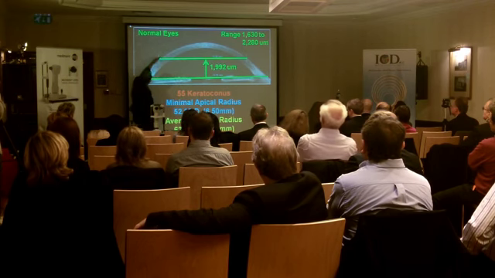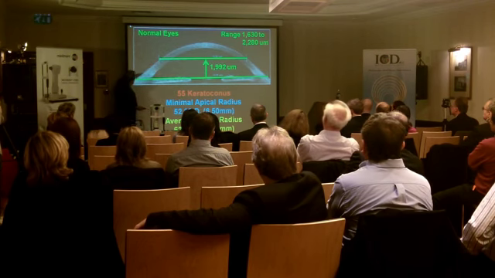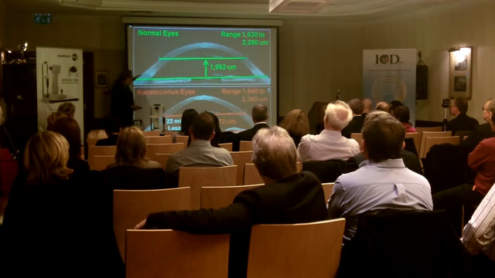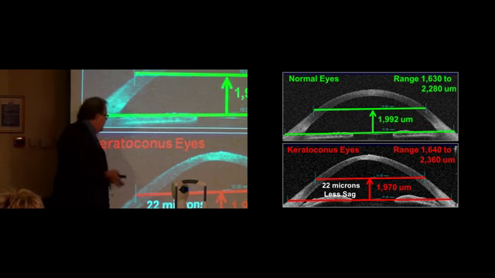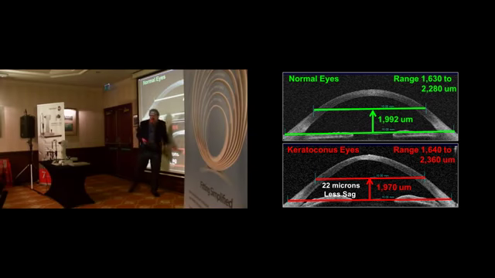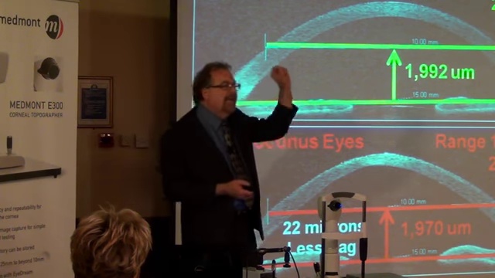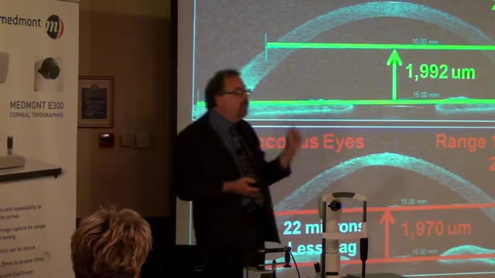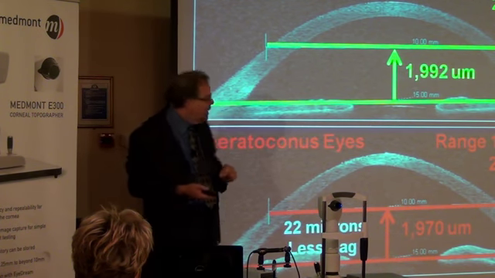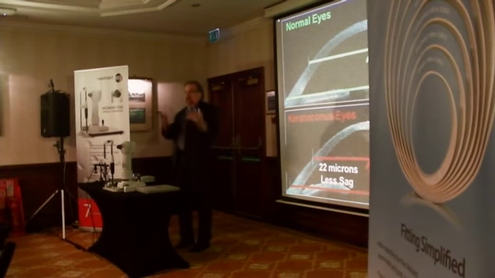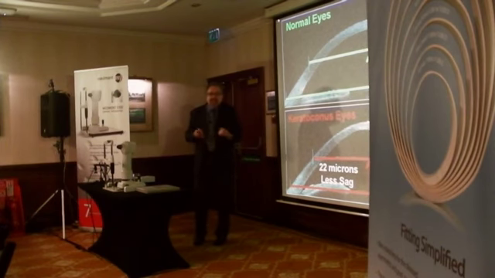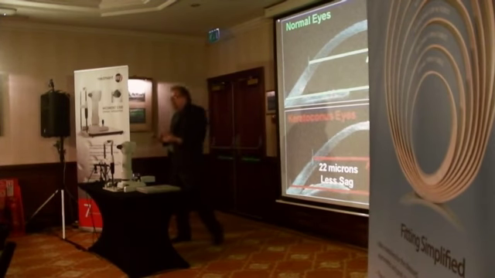Now, let's take our keratoconus population of 55 and measure the height of the eye from 10 millimeters to 15 millimeters. That's this area right out here. Here is our keratoconus population. They had a height of 1,970 microns, 22 microns less than our normal population. Now, obviously 22 microns is statistically insignificant, but it wasn't greater. It was less than what we had in the normal population.